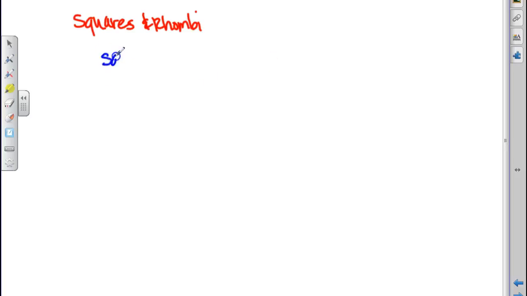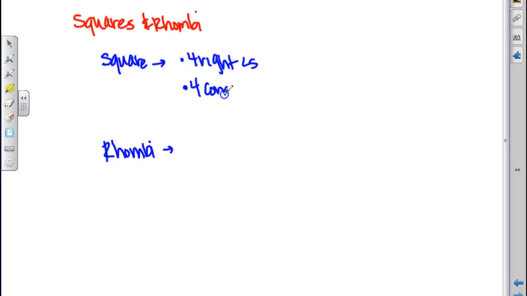All right, so let's talk squares first. And I don't know how you want to do this on your foldable, but all right, so squares. 4 right angles, 4 congruent sides. So all 4 angles are right angles, all 4 sides are equal to each other.